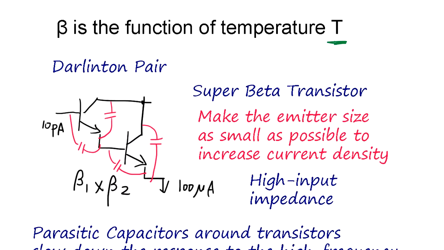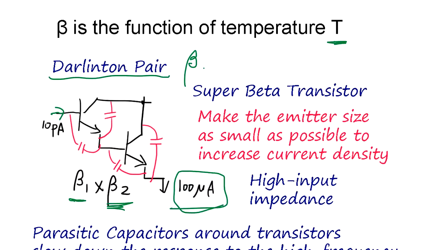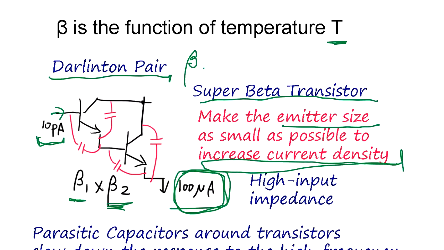Another thing we can do for very small current is to use a super high beta transistor. It's called the Darlington pair. It can go even down to 10 picoamp, and 10 picoamp is amplified by beta 1 times beta 2 up to 100 microamp, which is a comfortable range to handle in the bipolar circuit. So this kind of device, IC chips can use to handle very small signals. It's called the super beta transistor, and they make the emitter size as small as the technology can allow, so they increase the current density to pick up the effect of a small current.